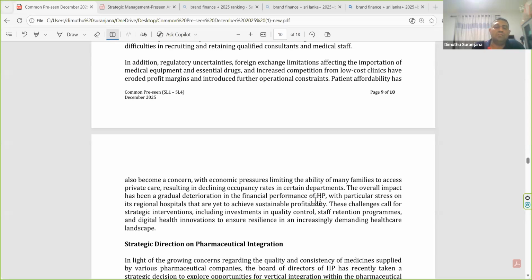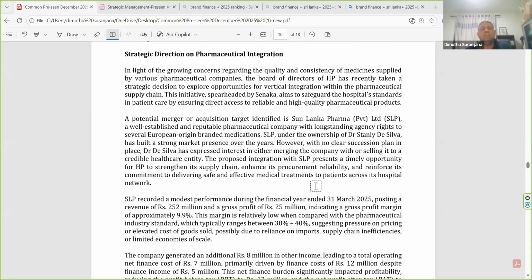The overall impact has been the gradual deterioration of financial performance of HP, with particular stress on the children's hospital, which is yet to achieve sustainability. Still, these two branches are struggling more compared with HP. Right, obviously, challenges call for strategic interventions, including investment in quality control, staff retention programs, and digital health innovation to ensure a resilient and inclusive healthcare landscape.